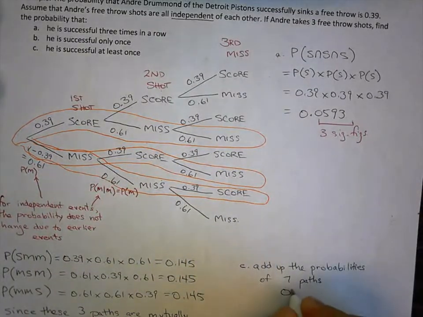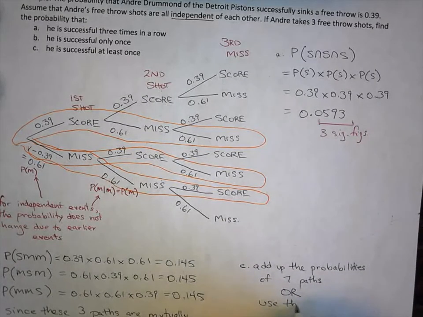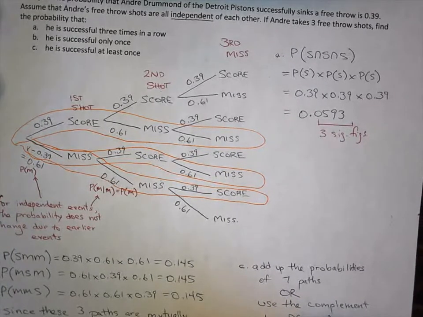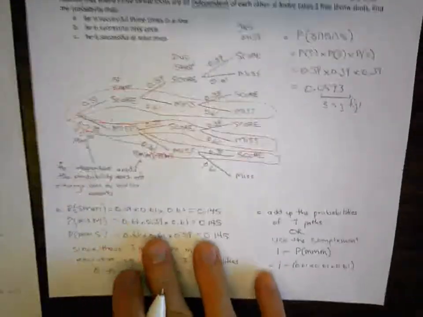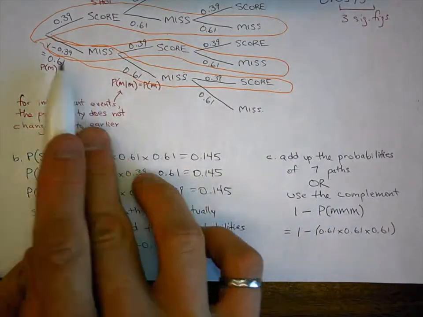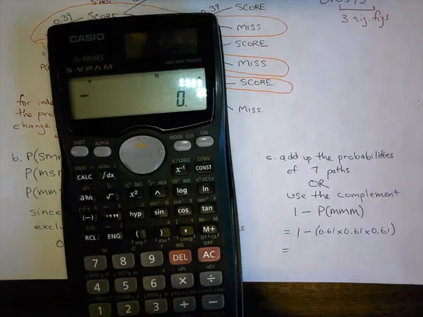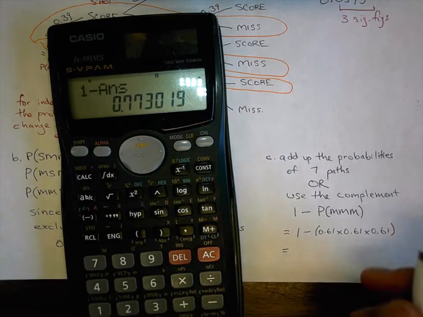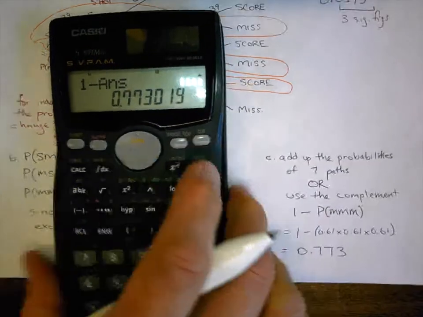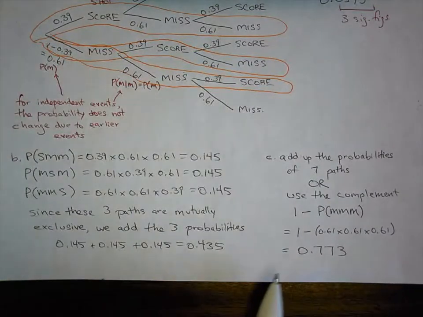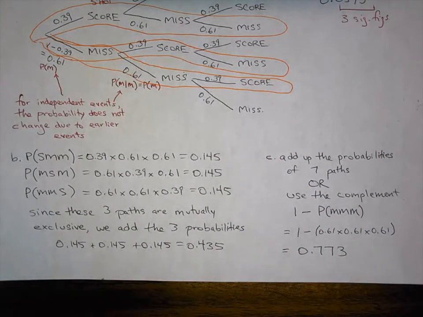But it might be easier, instead of doing this, to use the complement. So instead of adding up 7 paths, you would just take 1 minus the probability of missing 3 times. So that would be 1 minus 0.61 times 0.61 times 0.61. Oops, sorry. The probability of missing every time, which is this leg here, 0.61 times 0.61 times 0.61. That gives me 0.61 to the power of 3, 1 minus that answer. That gives me 0.773. So he does have a 77% chance of sinking 1 shot out of those 3. So it's a little bit better.